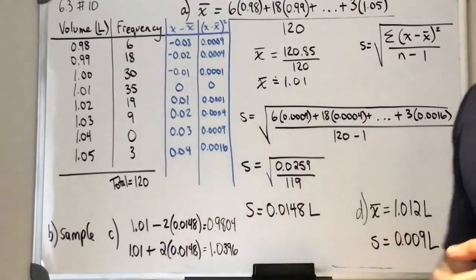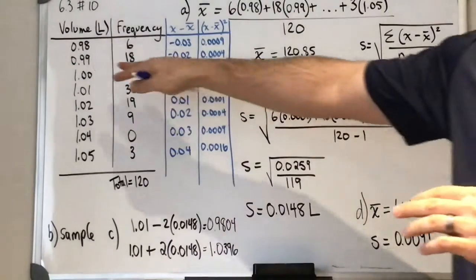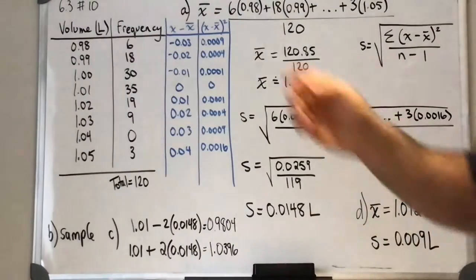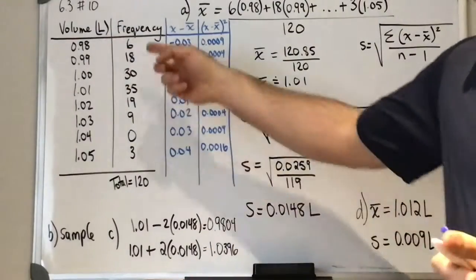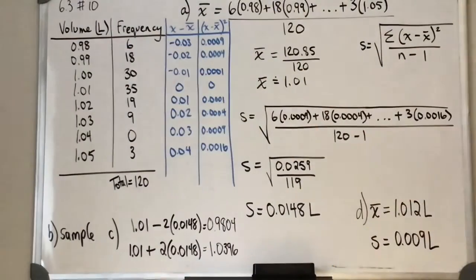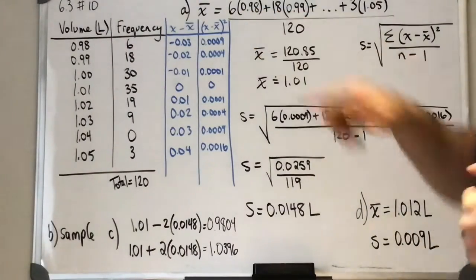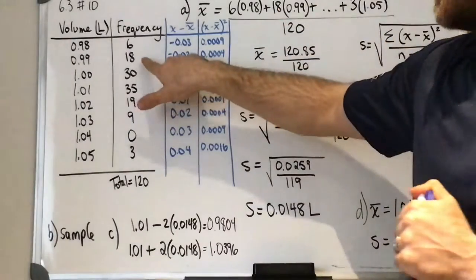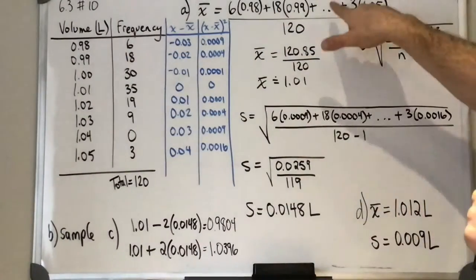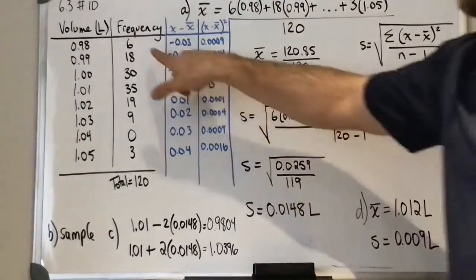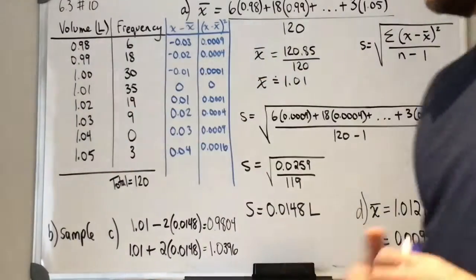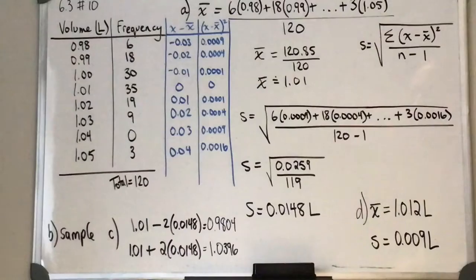They measured a total of 120 of them, and here were the corresponding volumes. There ended up being 6 that had this volume, 18 that had this volume, and so on and so forth. If we want to find, first off, the sample mean, we're going to have to take the frequency and multiply it by the volume, and then add 18 times 0.99, plus, we're going to go all the way through, multiply all of these frequencies by all of the volumes.